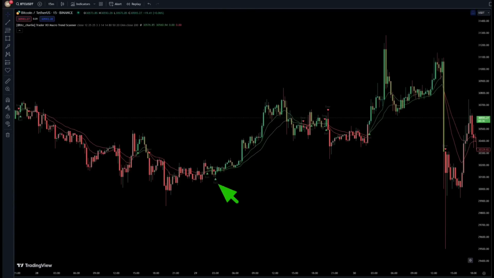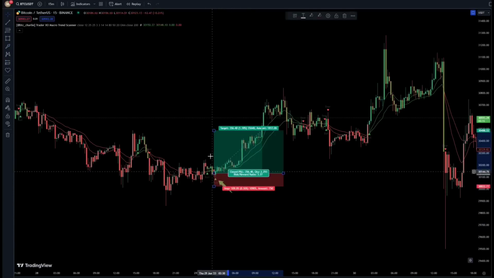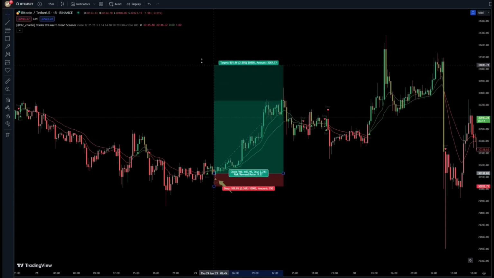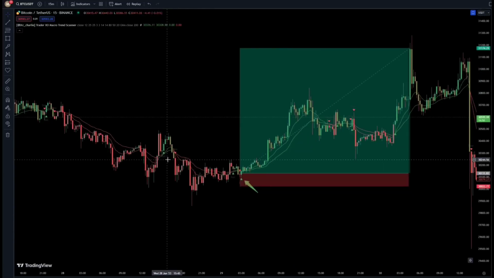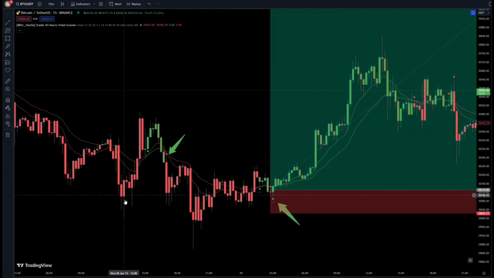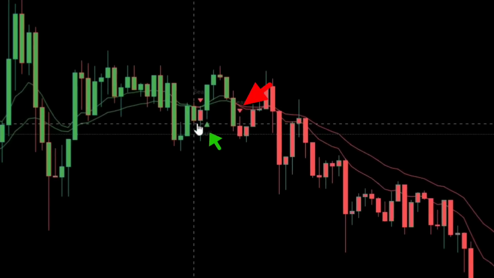For example, it has given a buy signal here. If we were to enter the trade at this position and set the stop loss to down here, we would have made profit up to this range. There's a sell signal here as another example. Another buy signal here.